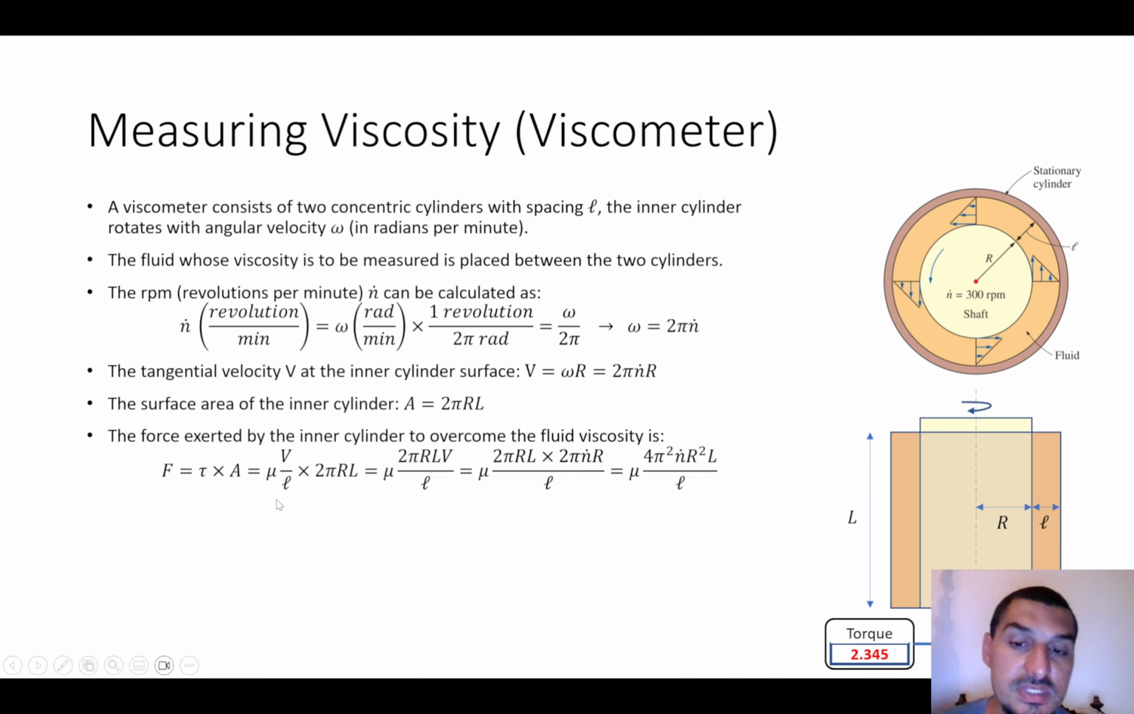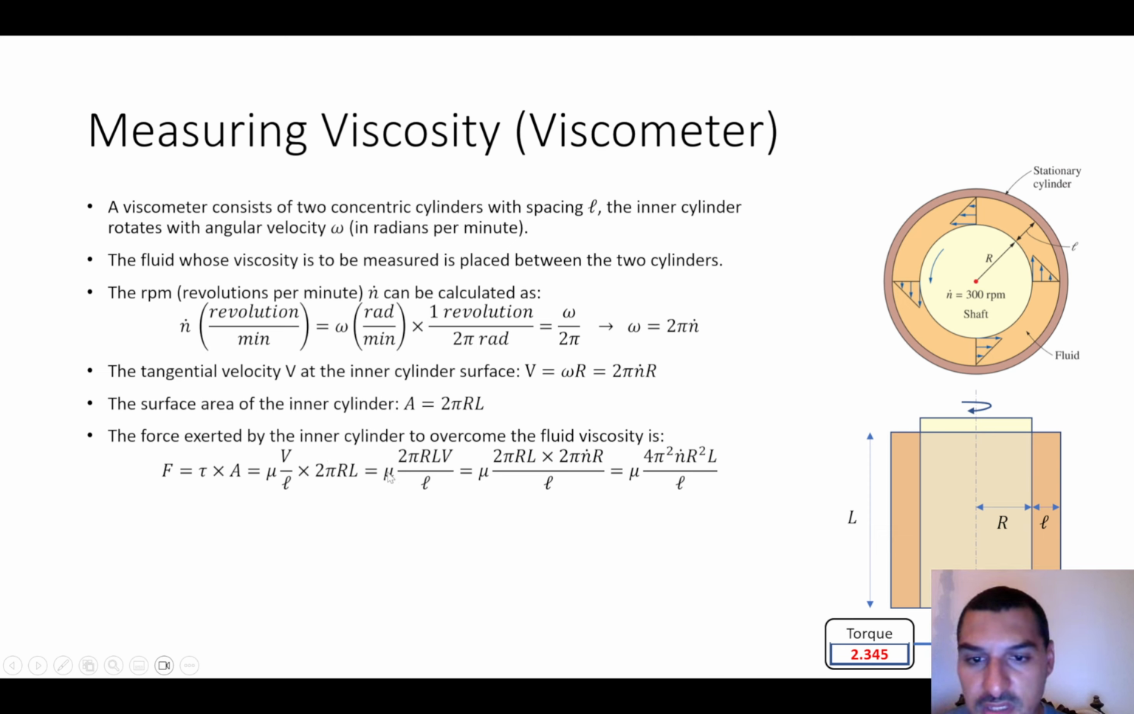Of course, we want to express this in terms of the parameters that we know, which are the rotations per minute and the dimensions of the machine. So mu is what we want to calculate or measure at the end, so we will keep it as it is. The velocity is 2 pi n times r. I think there's something wrong here. No, it's 2 pi nr. I just missed the n here. And the area is 2 pi rl. Oh no, it's right.